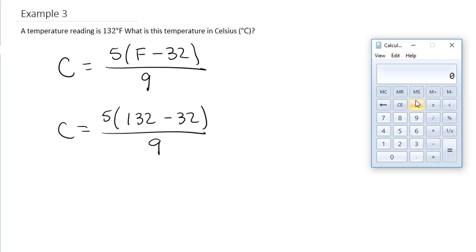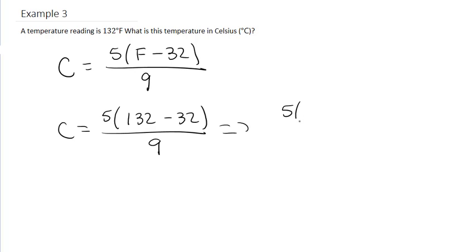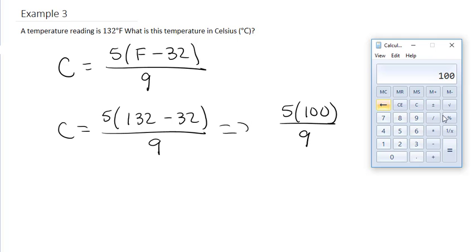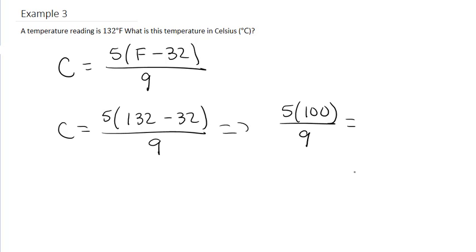The first thing we need to do is deal with inside the parentheses. So we go 132 minus 32, which is equal to 100. So this becomes 5 times 100 over 9. So we have 100 times 5, which is 500. Then we divide by 9, and we get 55.55. And then we're actually going to round to the nearest tenth. So this is just 55.6 degrees Celsius.